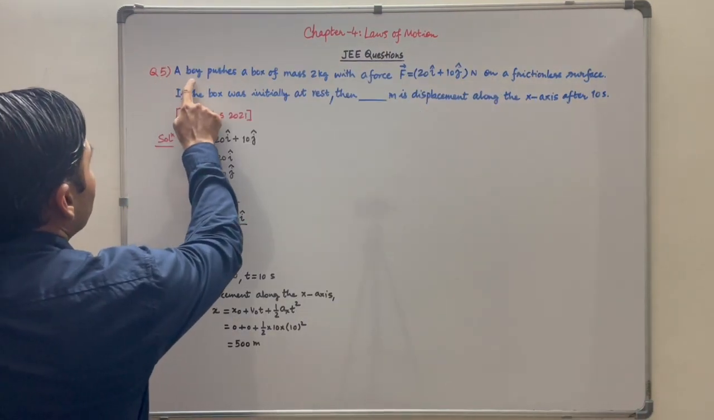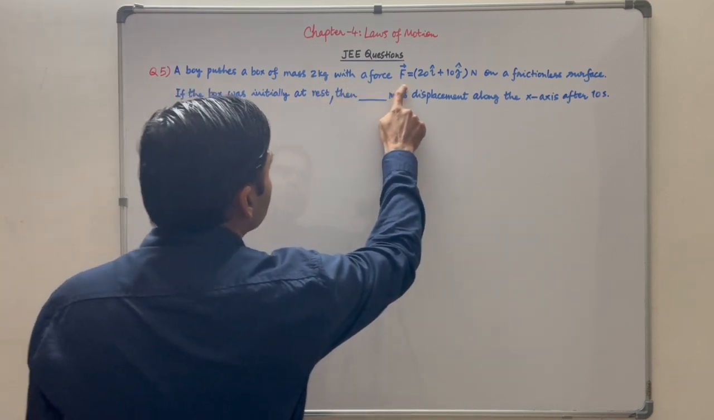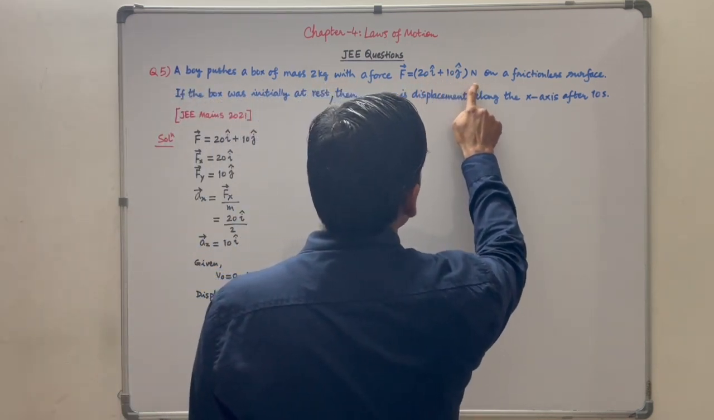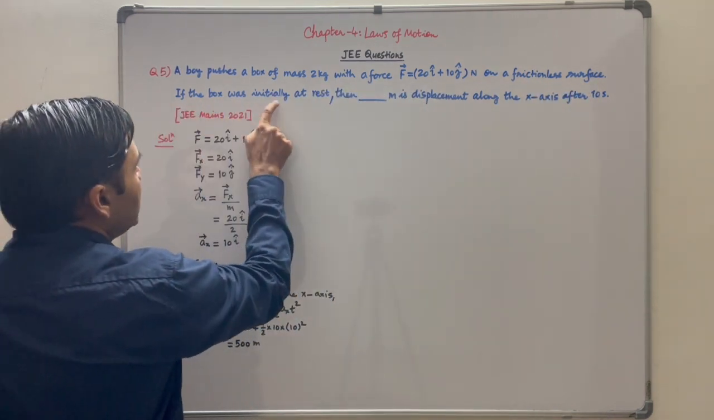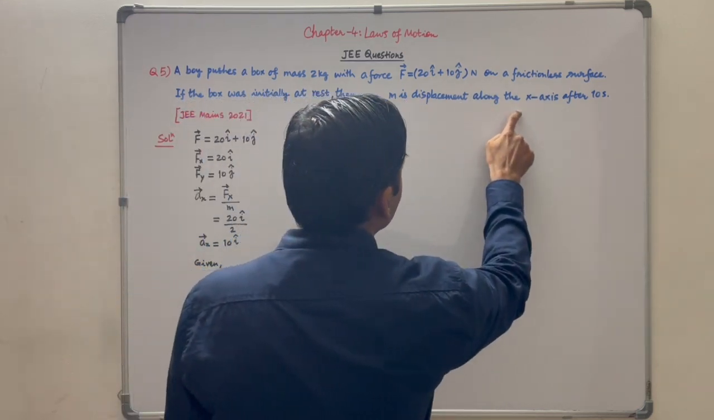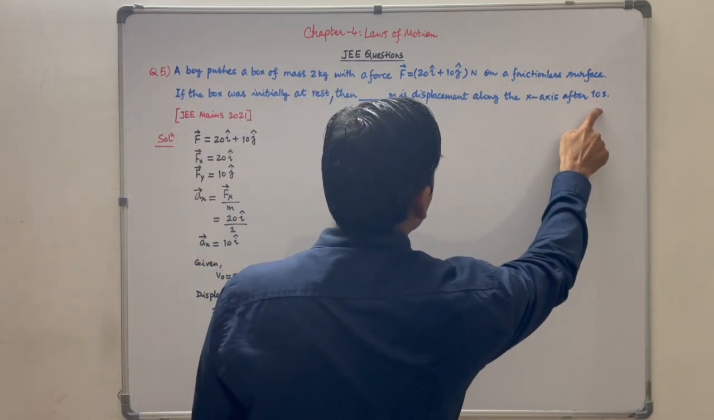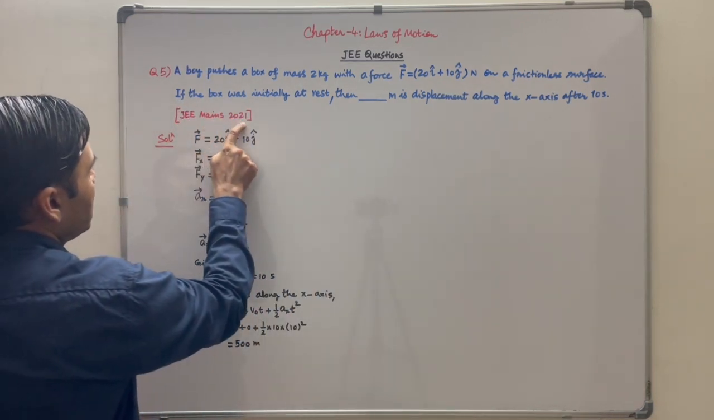Fifth question, a boy pushes a box of mass 2 kg with a force F is equal to 20i plus 10j Newton on a frictionless surface. If the box was initially at rest, then dash meter is displacement along the x-axis after 10 seconds. This question was asked in JEE Mains 2021.